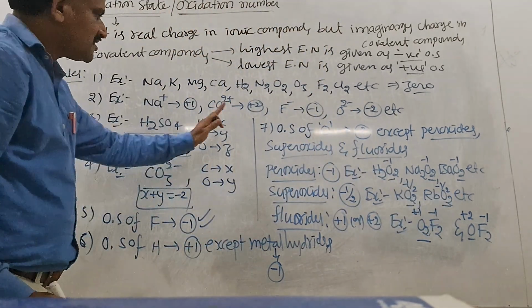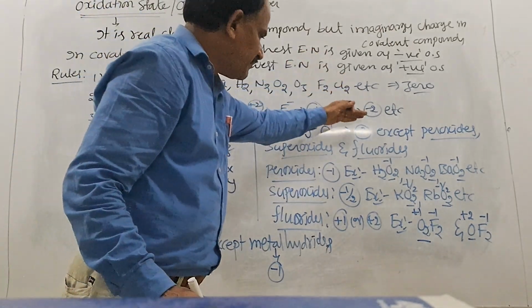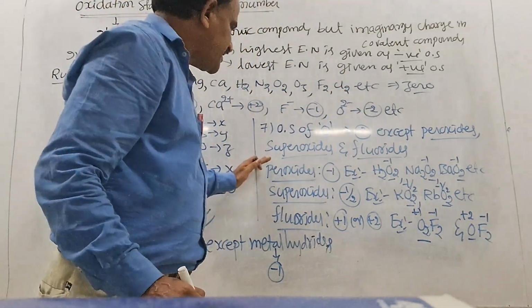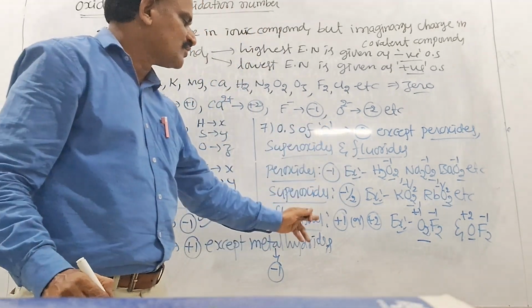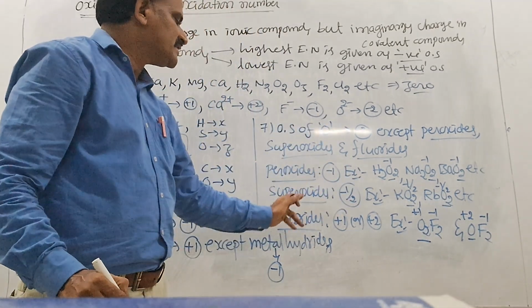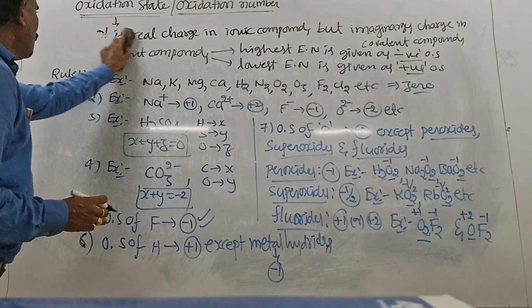Right, students? This is the oxidation state of oxygen in different cases. Normal oxygen will be -2. Okay, peroxide exhibits -1. Superoxide is -1/2. Whereas in fluorides, +1 in O2F2, whereas +2 in OF2. That is rule number 7. Now coming to rule number 8.